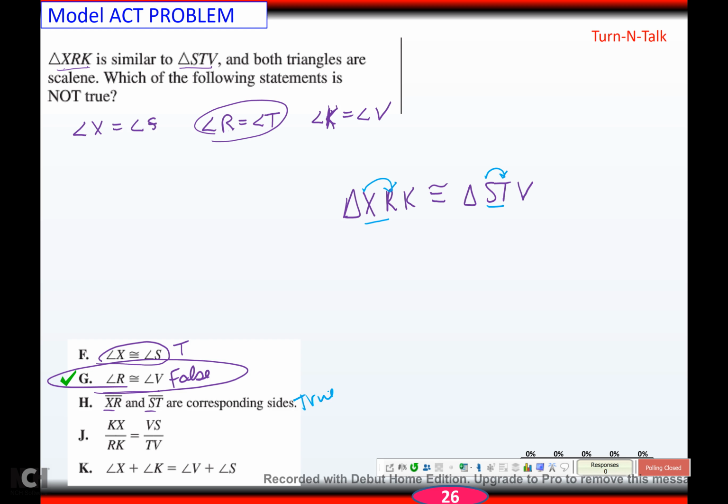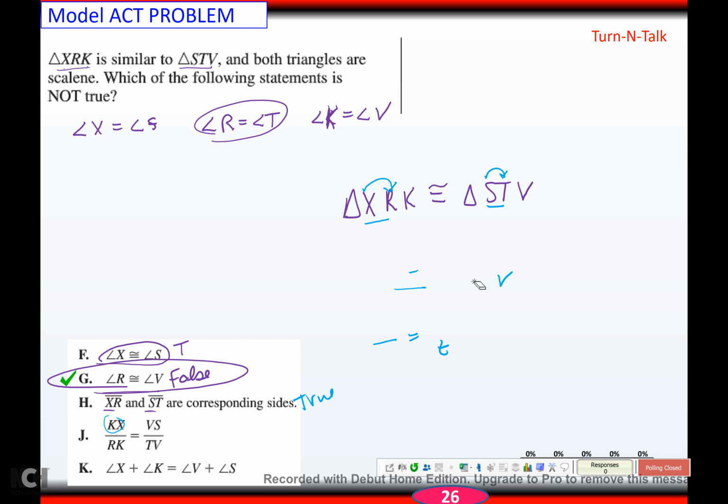Okay, when I do my proportions, I always say that little x corresponds to little s, and that ratio is r over t, which is the same as little k over little v. You can also write these sideways. You could say that x is to r just as s is to t. So you can go sideways if you want, as long as you do it in the same order. Well, that's what these goofballs are doing.